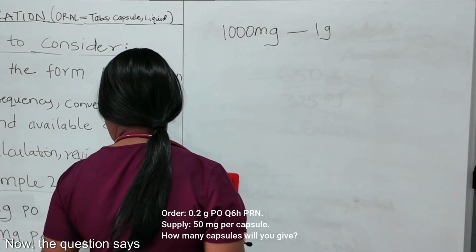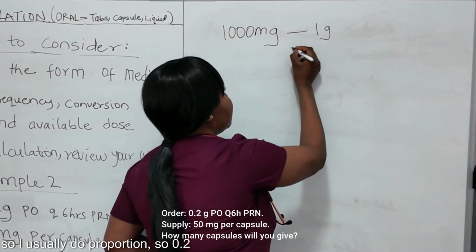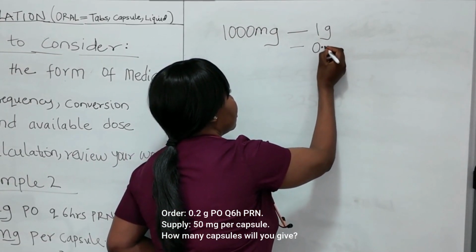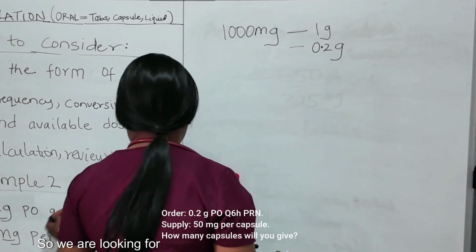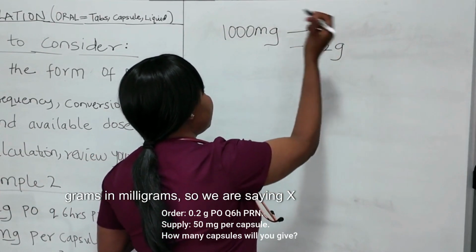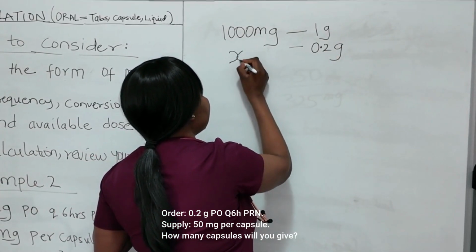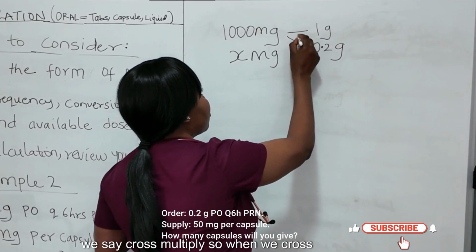Now the question says 0.2 gram. So I usually do proportion. So 0.2 gram, so that it will be gram on the same line. We're looking for this particular medication, 0.2 gram in milligram. So we are saying X milligram.